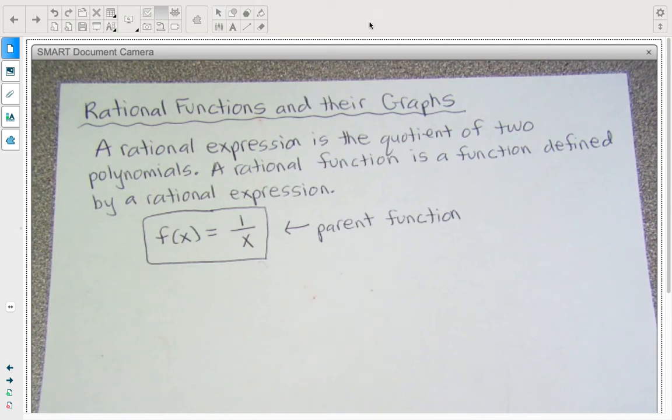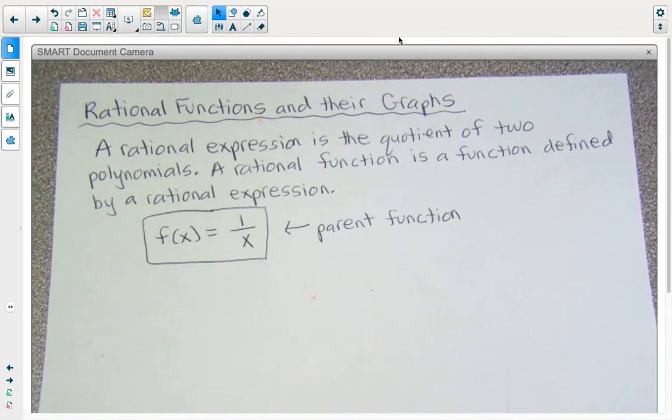Hey y'all. So we're going to start looking at a new function today. It's called a rational function. So we've been studying all different types of functions so far this semester. This is going to be the new one that we're going to be working on for the next few days.